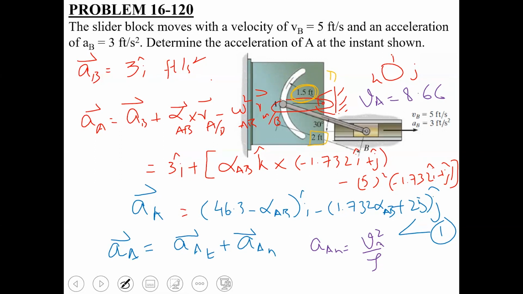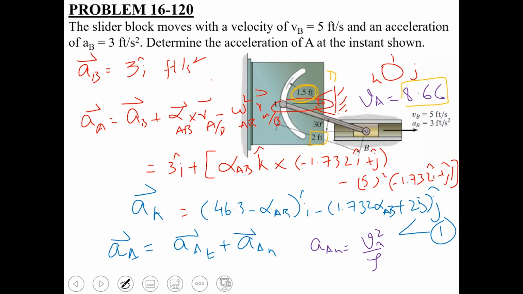In other words, अगर मैं इस कार्डबोर्ड की जगह ये एक रेड कलर का रिजिड लिंक लगा दूं having a length of 1.5 feet, तो वो लिंक जो है वो प्योर रोटेशन में है about point D. Is this point clear to all of you? Yes sir. It means that in this AN, V तो हमारे पास आ गया which is 8.66. जो रॉ की वैल्यू होगी that should be equal to 1.5 feet. Is this point clear to all of you?